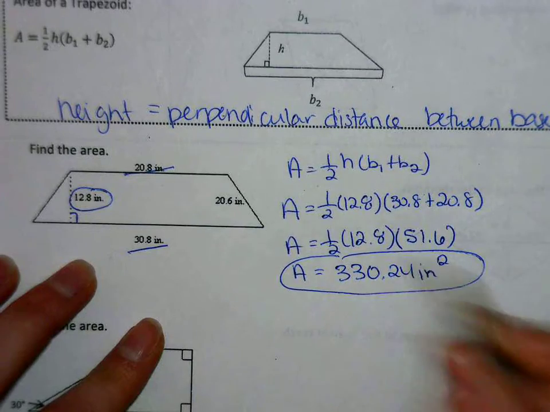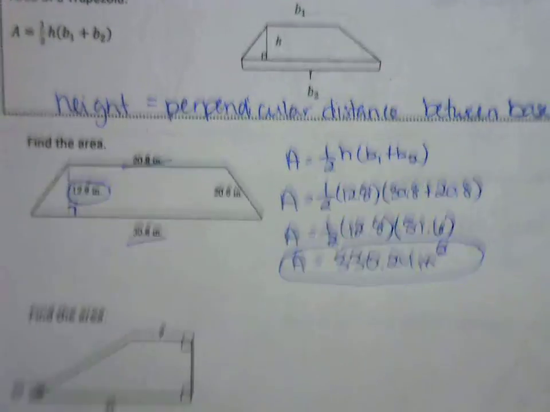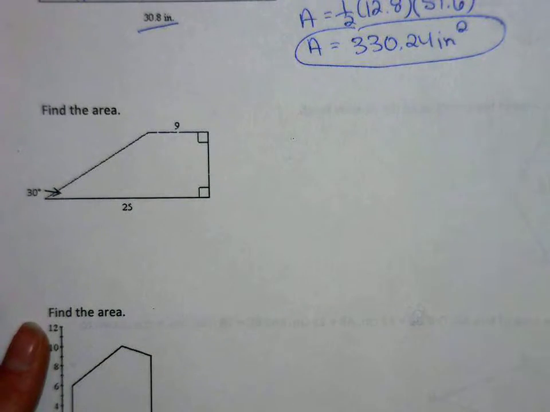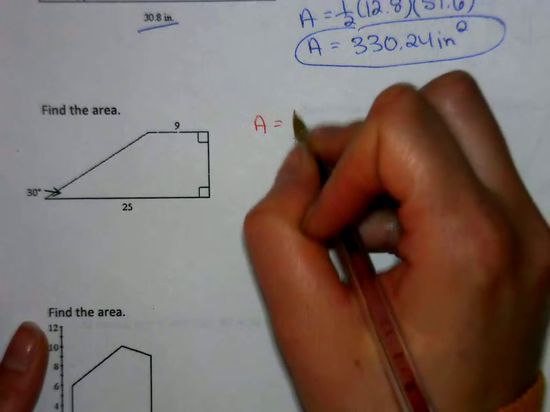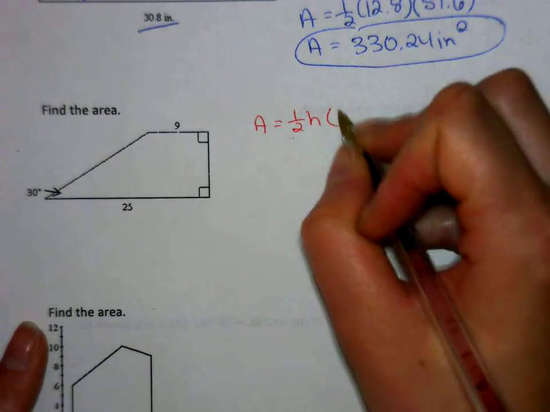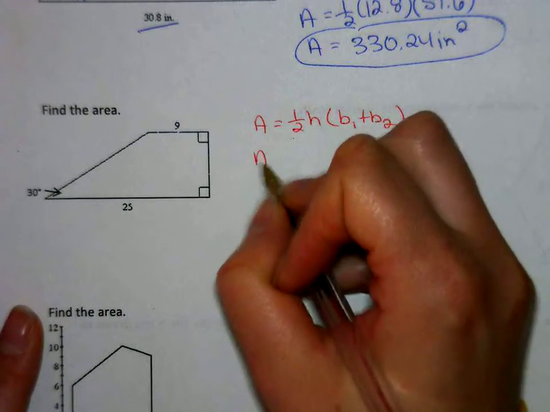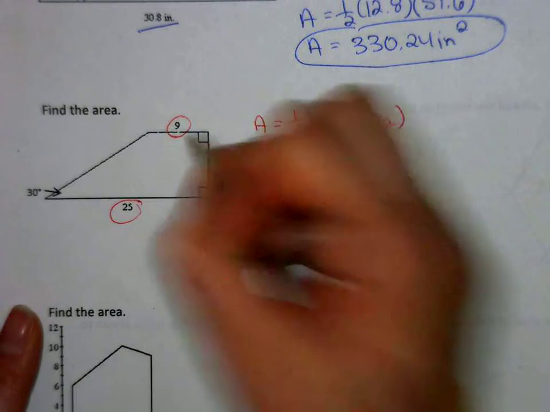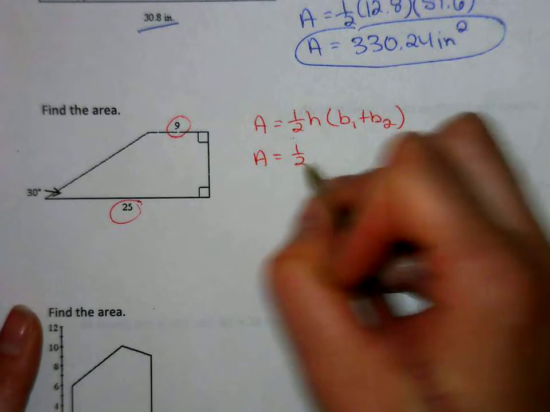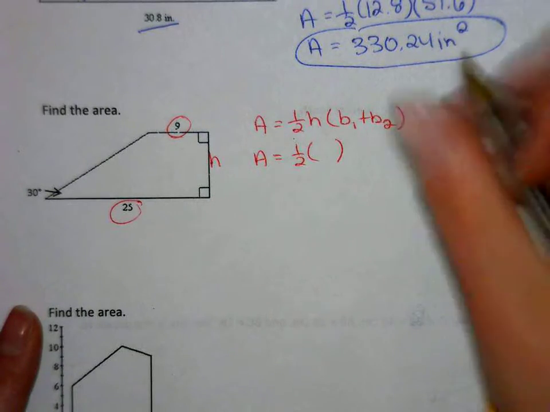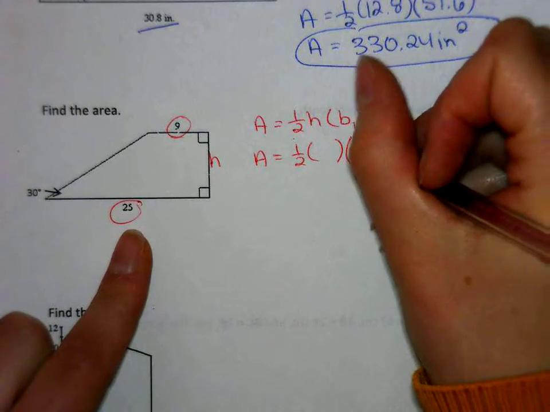Still with the trapezoid, and we know the formula is area equals 1/2 times the height times the base 1 plus base 2. So if we take a look, we know our two bases, 9 and 25. But the one thing we don't know is what our height is. I'm going to leave that blank right now, but I know my bases are 9 and 25. So with this, we are working with a 30-degree angle.